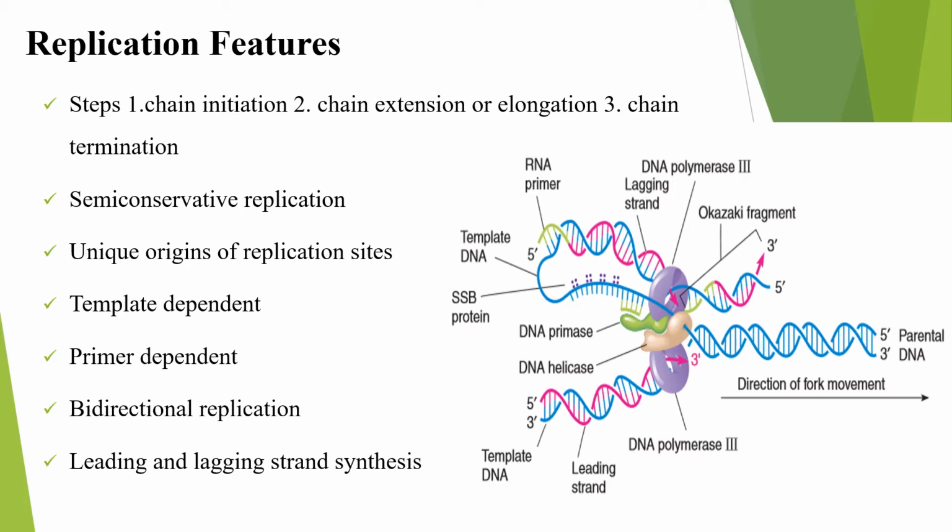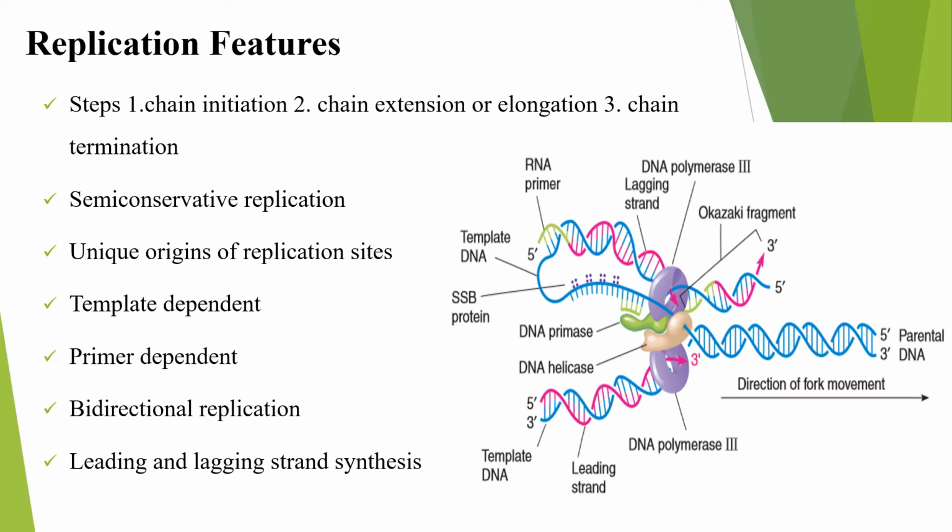The process of DNA replication involves the production of replica copies of the parental DNA, and it forms the main basis of inheritance of the genetic material. The process involves three steps: chain initiation, elongation, and termination. Second, it is semi-conservative in nature, meaning whatever new DNA is produced contains one parental strand and one daughter strand, making it semi-conservative.